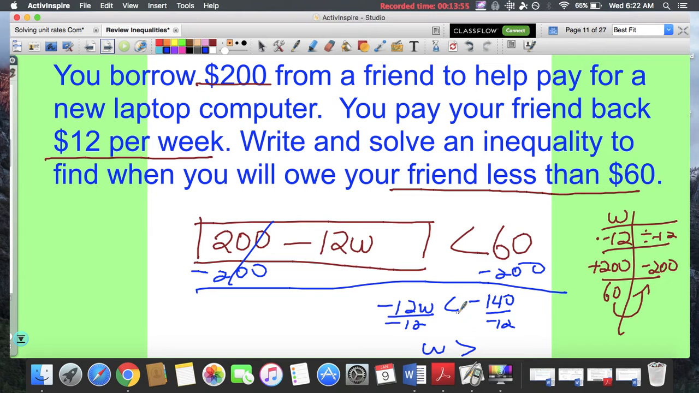in order for you to owe him less than 60, it's going to take 11.666, or 11 with a 6 bar notation. Because the question doesn't say how many weeks, if we want to round it to weeks, it's going to be 12 weeks. You're going to have to be greater than 12 weeks in order for you to be at a stage where you're owing less than $60.